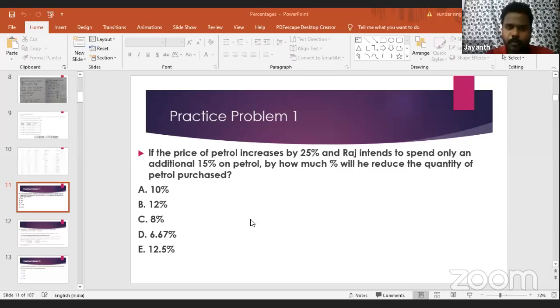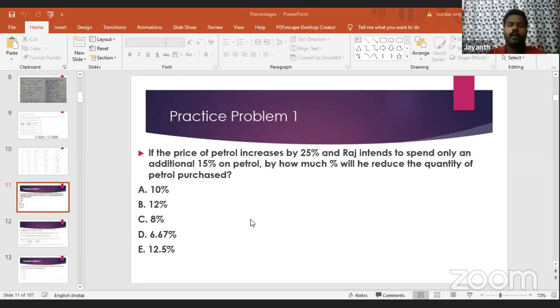Okay, I'll give you some basic examples so that you will solve. All of you solve this problem. Are you all able to see the question? Okay, do this question. If the price of petrol increases by 25%, and Raj intends to spend only an additional 15% on petrol, then by how much percentage will he reduce the quantity of petrol purchased?